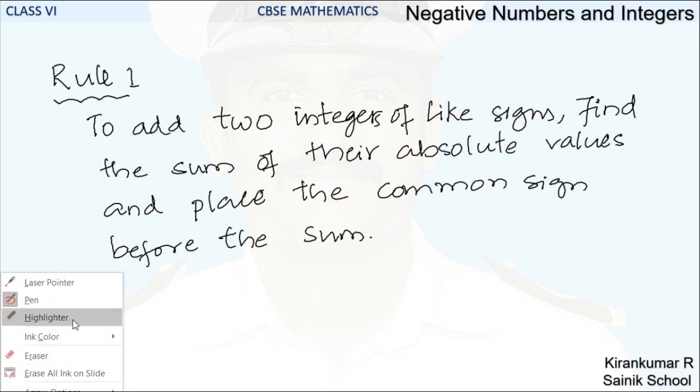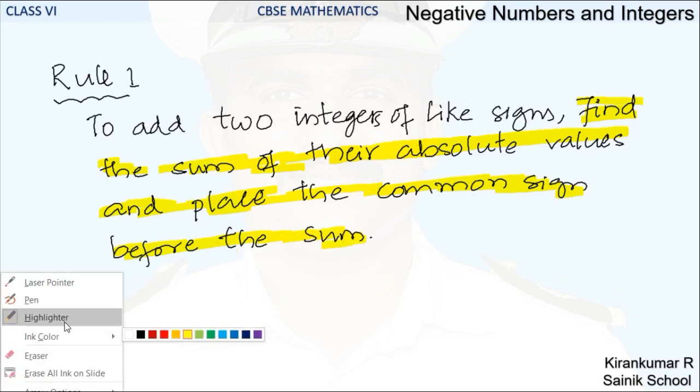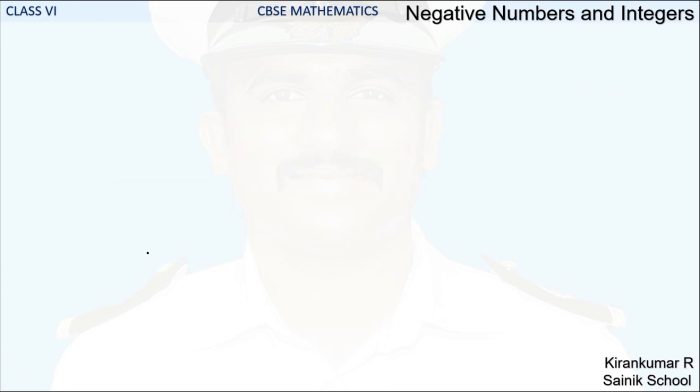Very important thing you need to know is we need to find the sum of their absolute values, and we are going to place the common sign before them, before the sum. Very important. This is the rule 1.